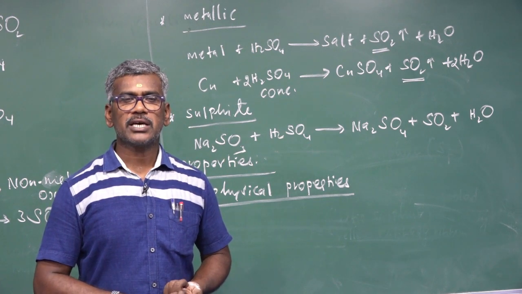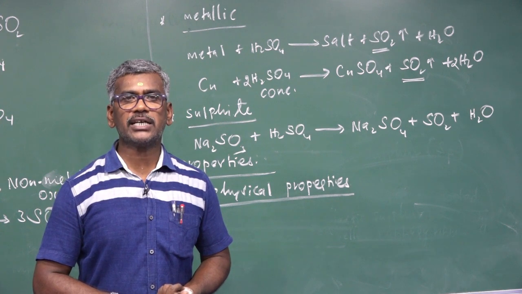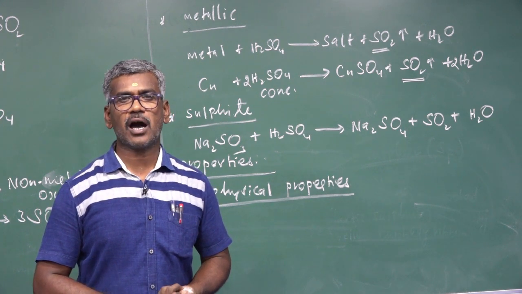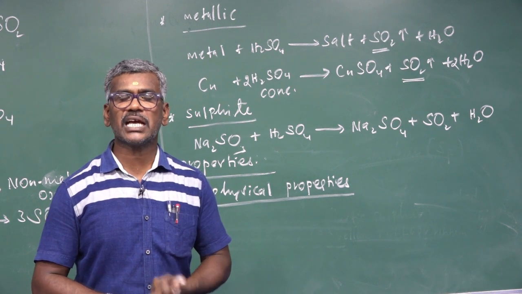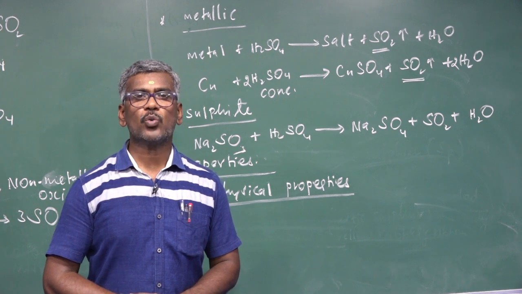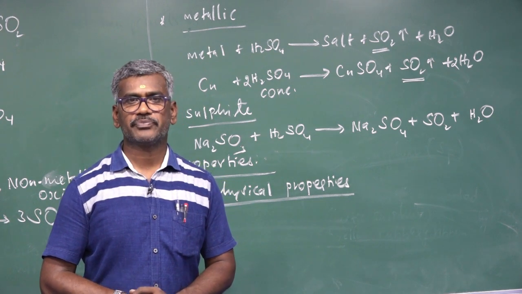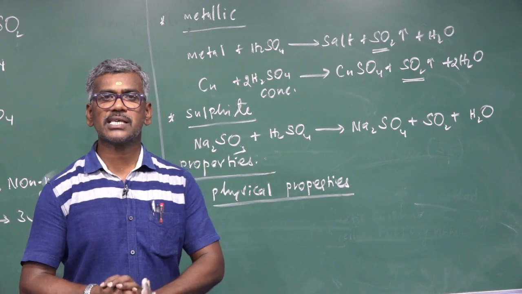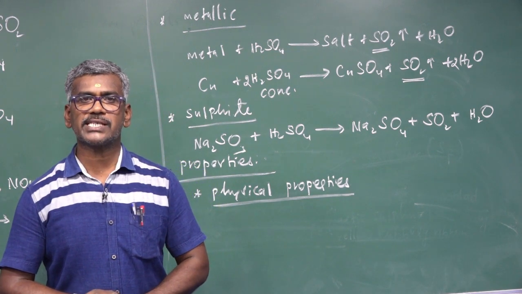Now another point, SO2 can be liquefied at 293 Kelvin or 263 Kelvin, and can form a solid at 197 Kelvin. SO2 is found in volcanic eruptions. These are the physical properties. Another one is chemical properties.